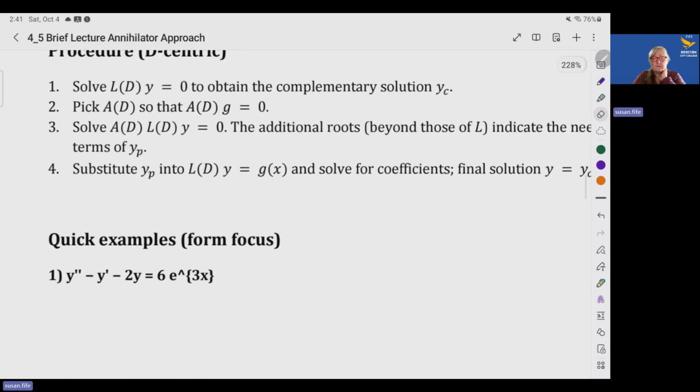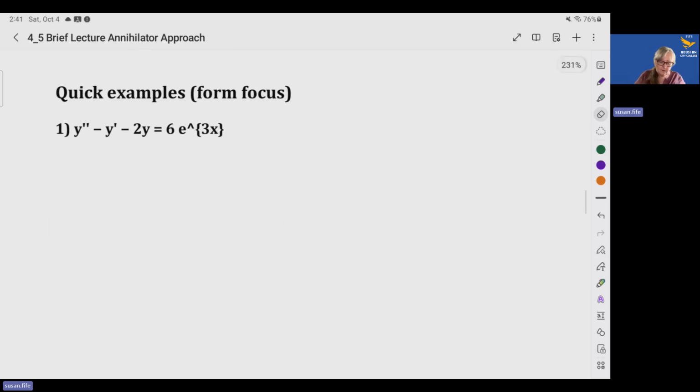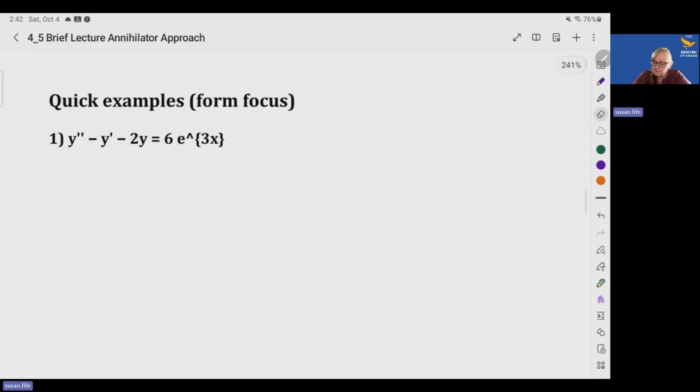So the difference is, in the last section, we were guessing the form of y sub p. In this case, we're going to use that annihilator function to tell us what that form should be. And here's an example. This should be e to the 3x on the left side.